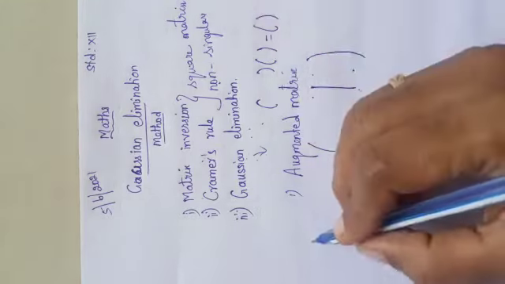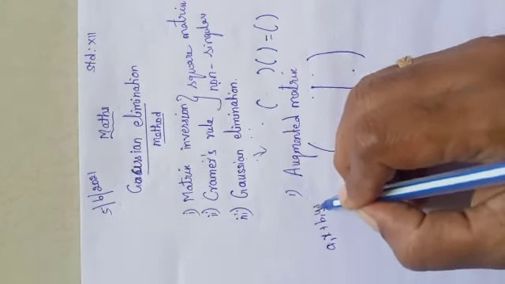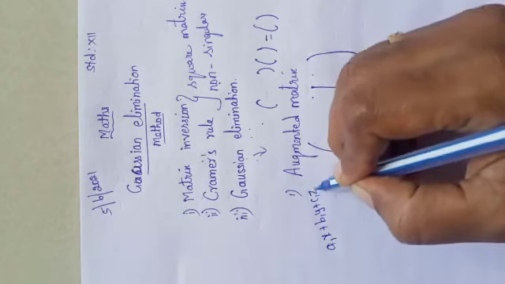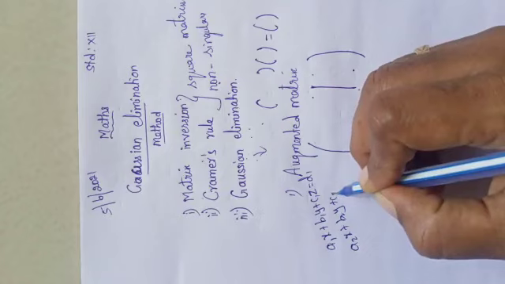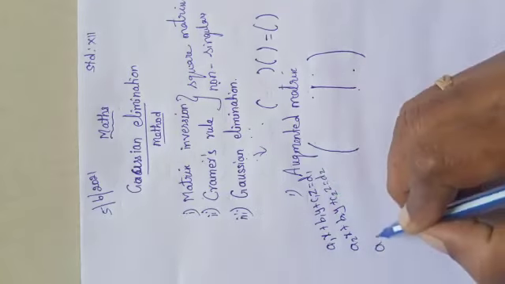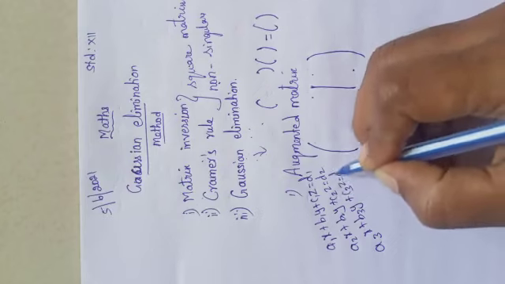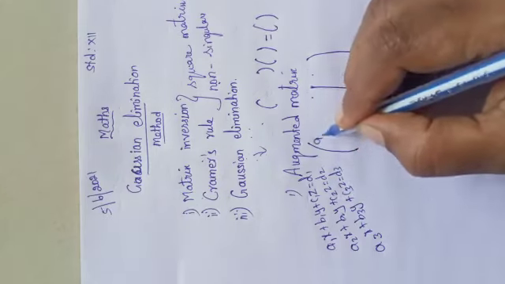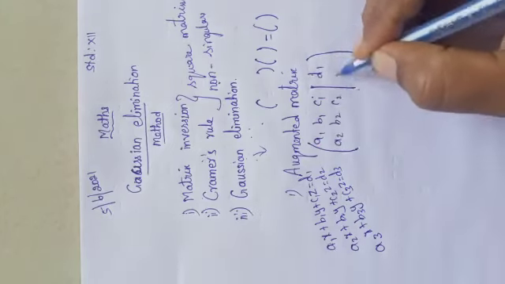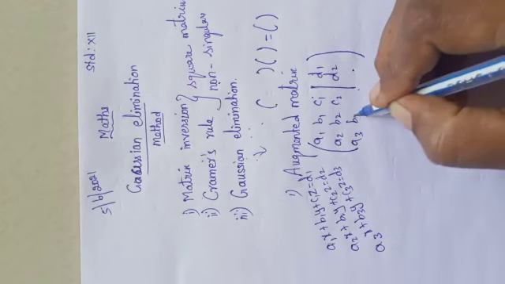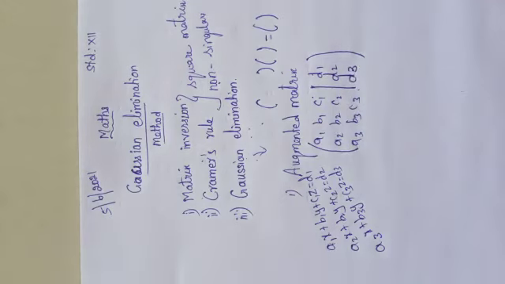For example, if the given system is A1x plus B1y plus C1z is equal to D1, A2x plus B2y plus C2z is equal to D2, and A3x plus B3y plus C3z is equal to D3, then the augmented matrix is A1, B1, C1, D1, A2, B2, C2, D2, A3, B3, C3, D3. This is the augmented matrix.